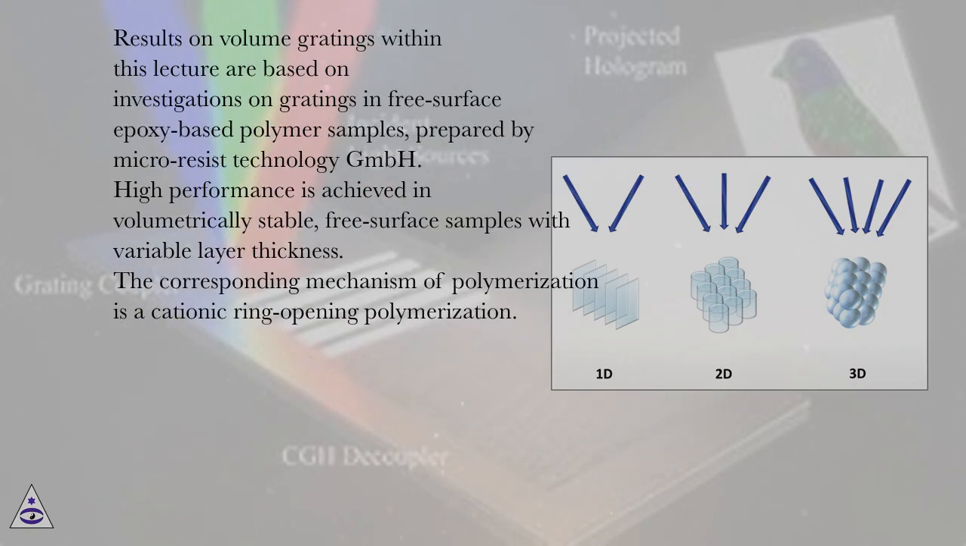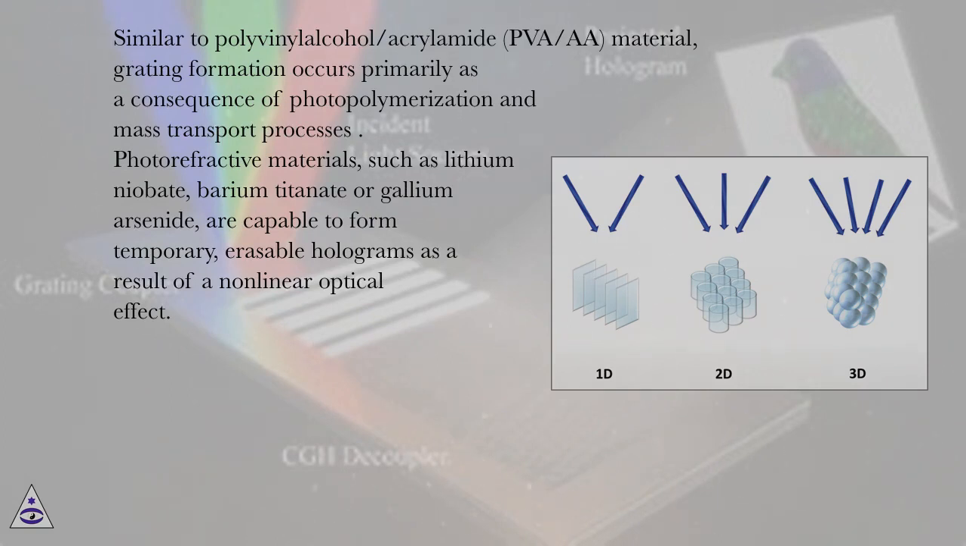Results on volume gratings within this lecture are based on investigations on gratings in free surface epoxy-based polymer samples, prepared by Microresist Technology GmbH. High performance is achieved in volumetrically stable, free surface samples with variable layer thickness. The corresponding mechanism of polymerization is a cationic ring opening polymerization. Similar to polyvinyl alcohol/acrylamide, PVA/AA, material, grating formation occurs primarily as a consequence of photopolymerization and mass transport processes.